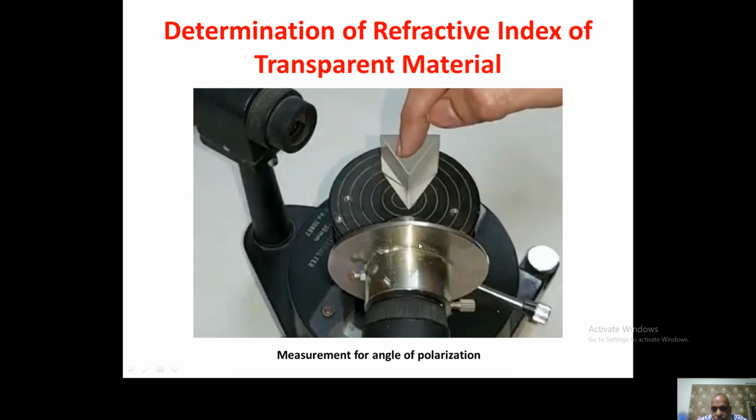And this is the polarizer, which is to be rotated like this in a clockwise or an anti-clockwise direction. We are considering initially the clockwise direction. Then at a particular angle of incidence, the light which is reflected and seen through the telescope should have zero intensity, and that position is called the angle of polarization.